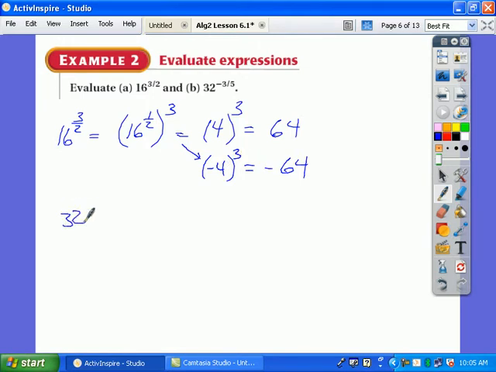Let's do 32 to the negative 3/5 power. Okay? So the first thing I want to do is work with the negative exponent. The negative exponent says whatever this was, if it's in the numerator, take it to the denominator. So it's going to give us 1 over 32 to the 3/5 power. And now we're going to break that into two pieces. So this will be 32 to the 1/5 power, and then all of that cubed.